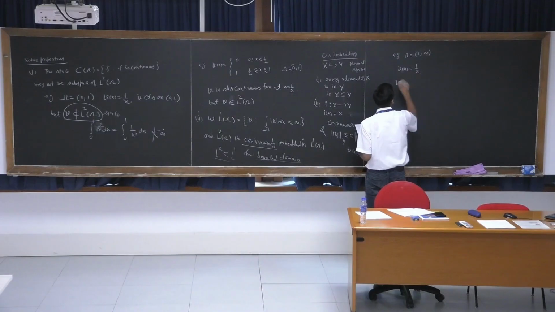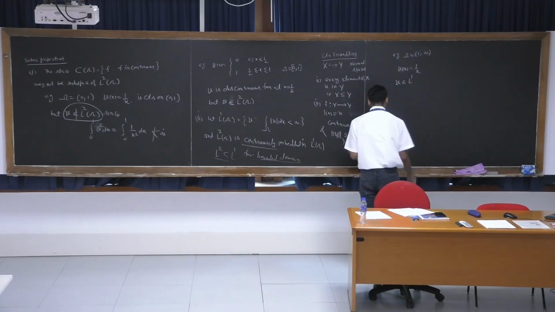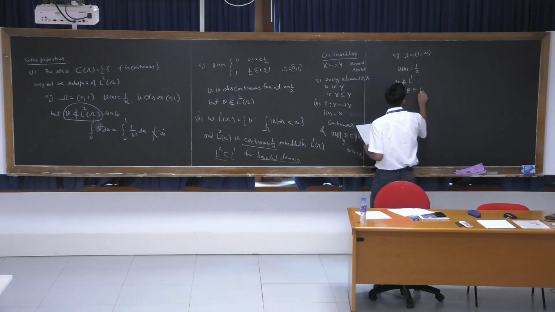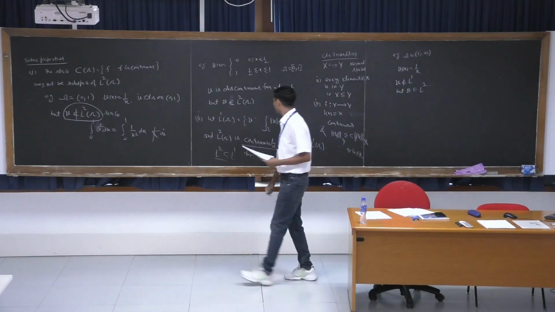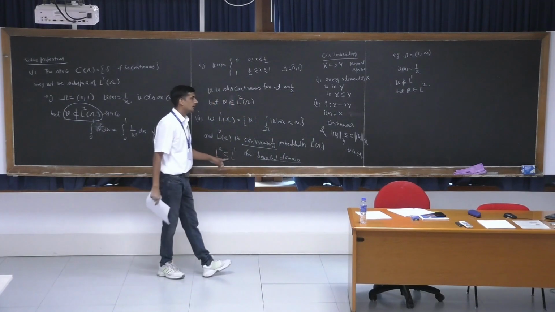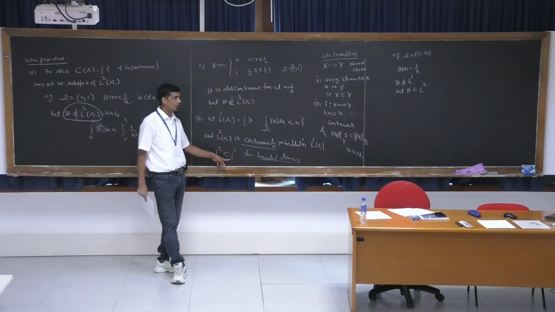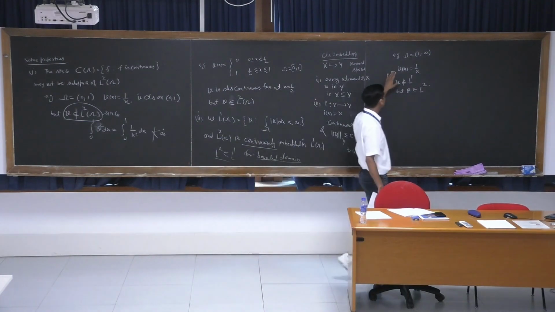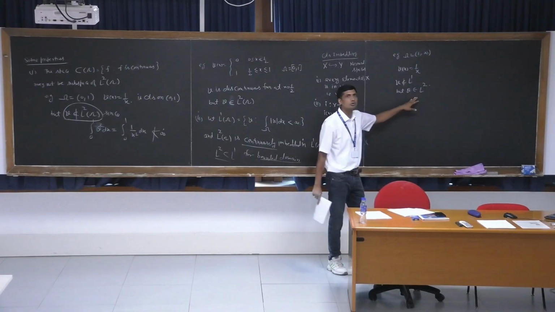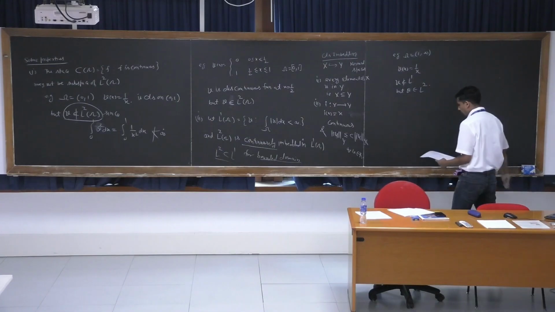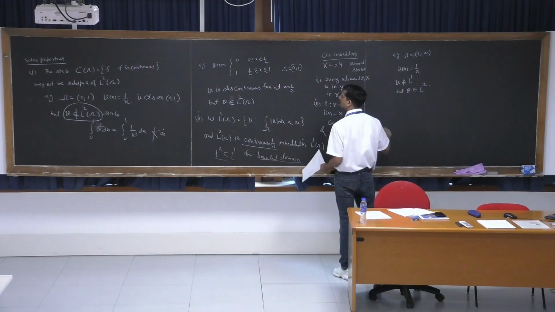Does this v belong to L1 or not? This doesn't belong to L1, but v belongs to L2. Understand? This means that L2 is contained in L1 when it is a bounded domain. Otherwise, you can see this function belongs to L2, but not to L1. That's fine.